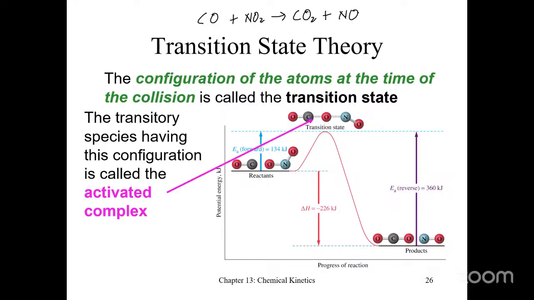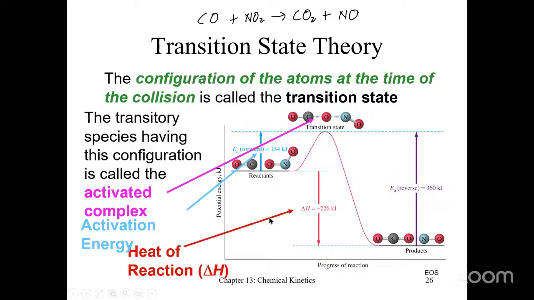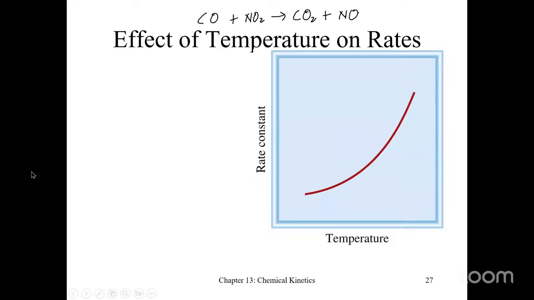Another term for the transition state, it's called the activated complex, right? So you can use those two terms interchangeably. Okay, and as I said before, the activation energy is the difference between the energy of the transition state and the energy of the reactants, which, as I said before, is equal to 134 kilojoules for the forward reaction, all right? And I gave you this already. This is the heat of the reaction, which is the difference between the enthalpy of the products and the enthalpy of the reactants.